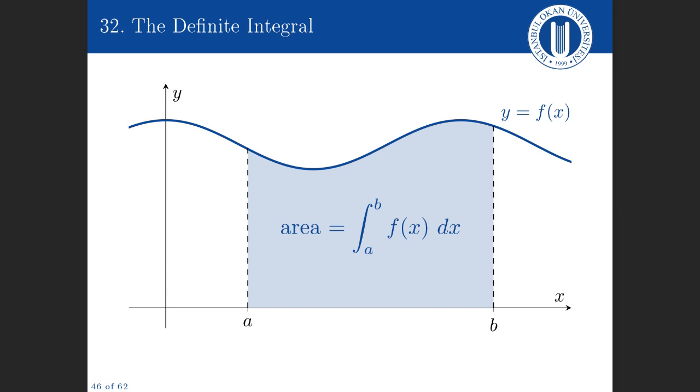And what does this mean? This means the area between the graph of a function and the x-axis for x between a and b. Using the idea that if we're above the x-axis, if f is a positive function, then we have positive area. If we're below the x-axis, or if f is a negative function, then we have negative area.